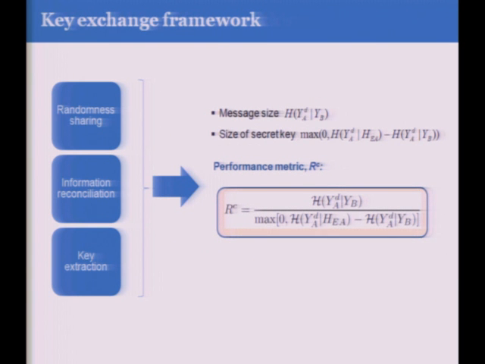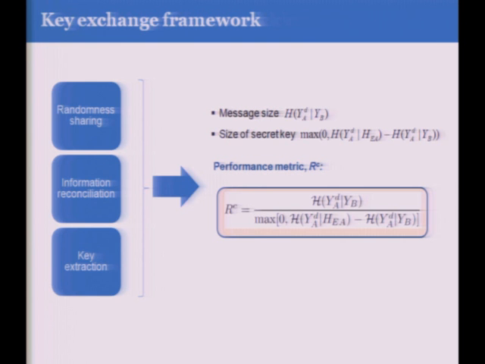We can go through the same argument again and argue that the message size, because Alice and Bob will go through the same set of processes, will still be the conditional entropy term. The amount of key you can extract is different, because it's lower, because Eve now knows something about the random sequences that Alice and Bob have. And so the new expression for the performance metric, which is the message size divided by the key size, is this function.